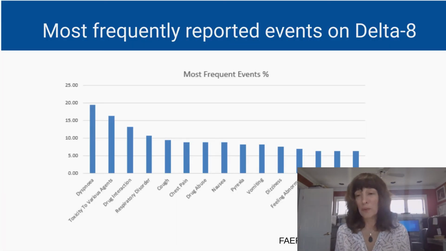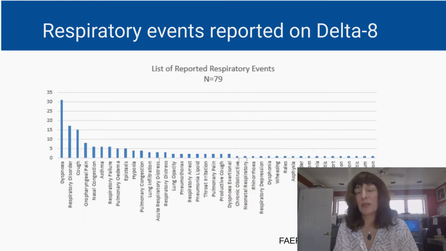The most frequently reported events on Delta 8 were dyspnea, followed by toxicity to various agents, and then drug interactions, and then respiratory disorder, cough. You'll see chest pain, drug abuse, nausea, pyrexia, vomiting, and so on. Now, the respiratory events, there's a whole host of those as well, and they're listed here, not meant for you to really look at them, but there's 79 of them, so greater than 50% of the adverse events reported were respiratory in nature.